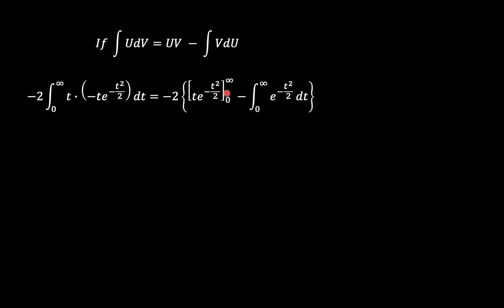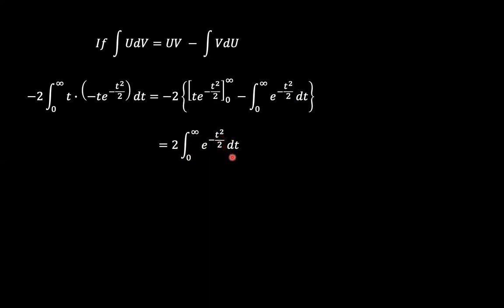And as we can see, when t tends to 0, this entire thing goes to 0. When t tends to infinity, because e to the power negative t squared over 2 tends to 0, the entire thing goes to 0. So this entire initial component just collapses to 0, and therefore we have negative 2 here times negative the integral of e to the power negative t squared over 2. So our integral now just reduces to twice the integral from t equals 0 to t equals infinity of e to the power negative t squared over 2.